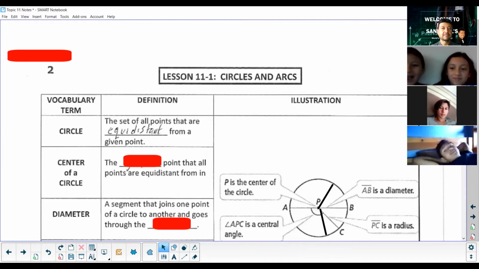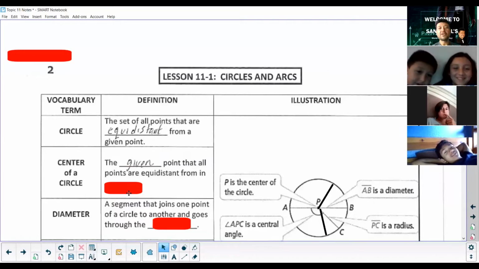All right, good. Now, Marcus, go ahead and read the next vocabulary term. The blank point that all points are equidistant from. I think it's adjacent. Start with the actual vocabulary term. The vocabulary term is center of a circle. So then it's the what? The given point that all points are equidistant from. The reason the word adjacent didn't work is because adjacent means you're next to it. This time it's a point, and from that point you make the circle. Does it make sense? All right, good.